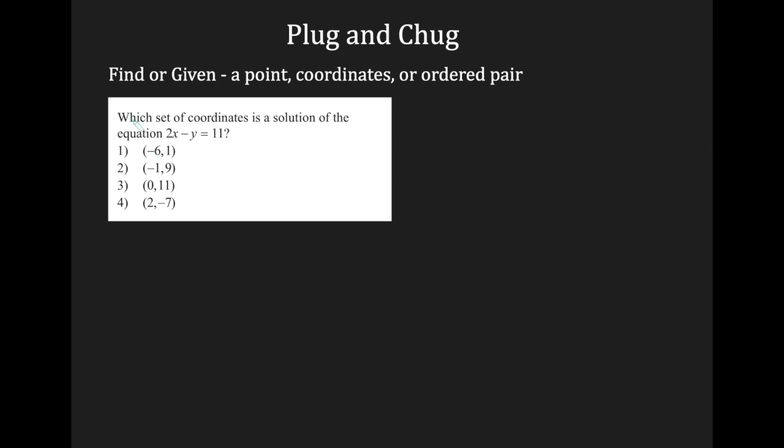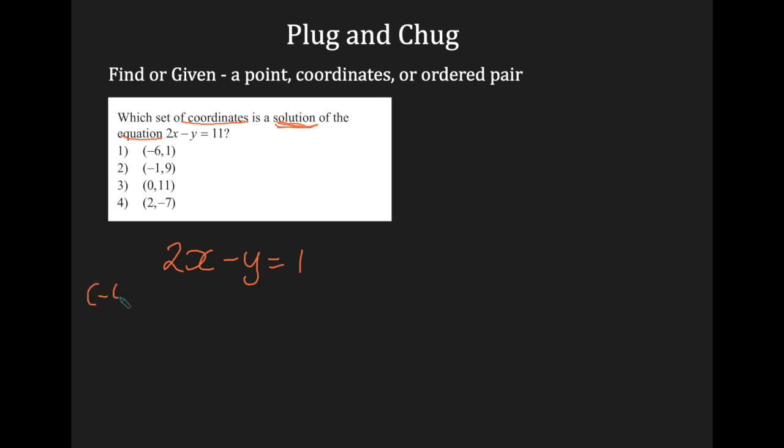Now, this one states which set of coordinates. So again, coordinates is another word for point or ordered pair. And then they're using a keyword from the previous plug and chug video, solution. And also they have the word equation. And you have 4 points. So we're going to take our equation, which is 2x minus y equals 11, and we're going to plug in to see which one would equate, which is our answer.